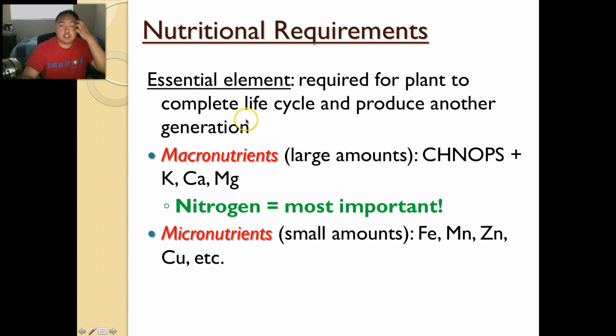In terms of nutrients, you know that plants need food. They need plant food as well. We have macronutrients, so they need CHNOPS. Remember that from the first video: potassium, calcium, and magnesium. And nitrogen is the most important for plants. If you ask what's the food that they need the most, it's nitrogen. They also need some micronutrients, called that because they only need some of it. They don't need a lot of it, but they still need it: iron, manganese, zinc. They need some of these also to live.